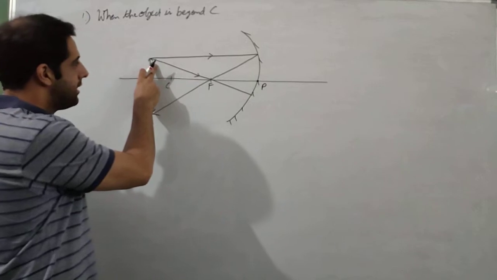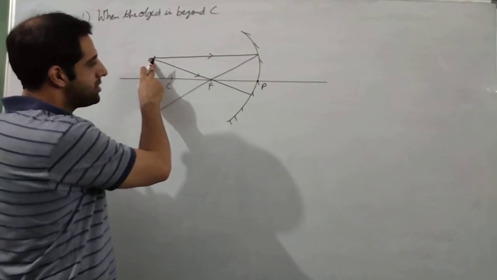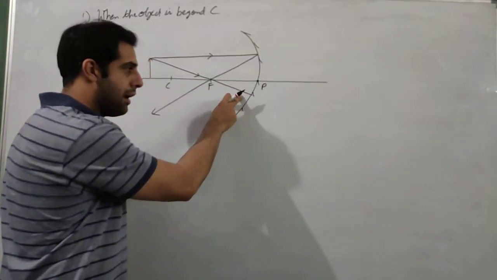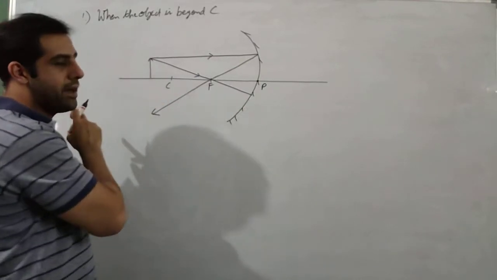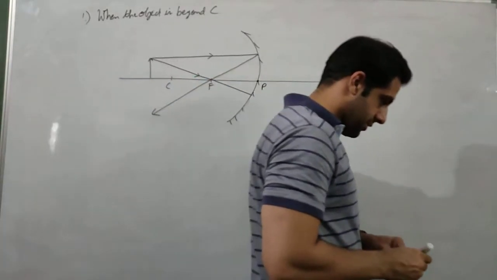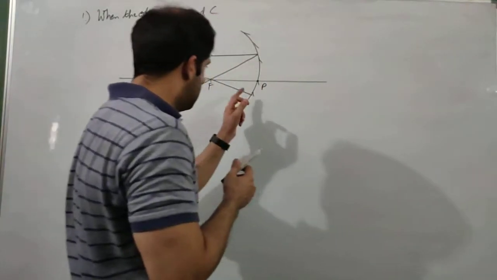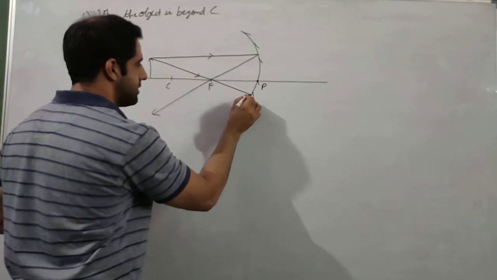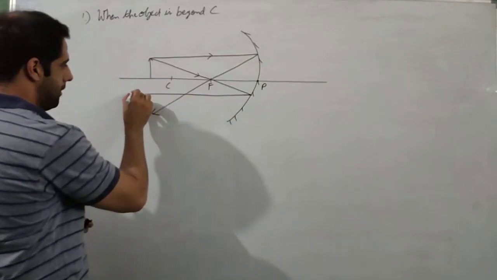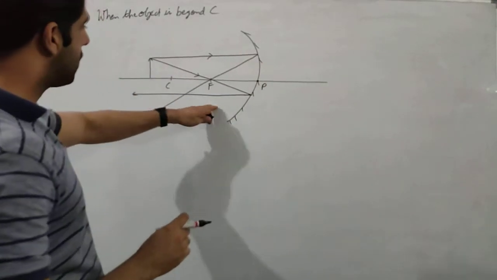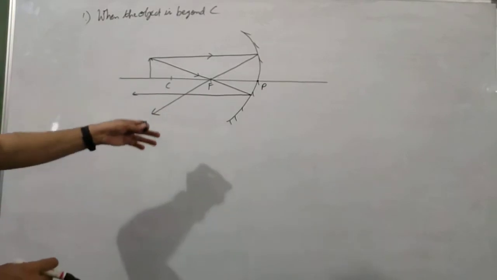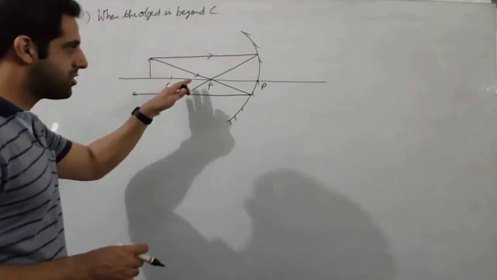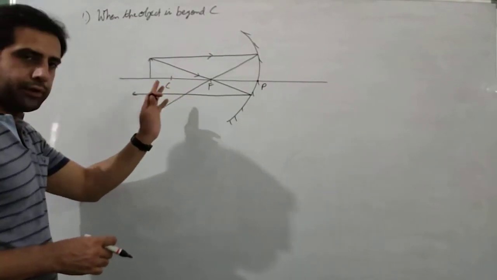Similarly, another rule said that the light ray which is passing through the focus, after reflection it will become parallel to the principal axis. So this light ray will become parallel to the principal axis. Mine might not be parallel because I am doing a freehand diagram, but if you use a scale and measurements, then you will get a perfect diagram.